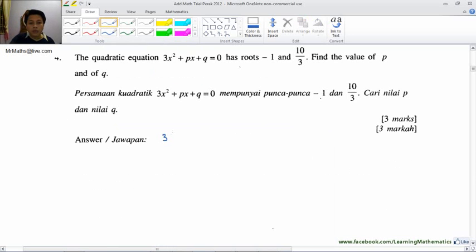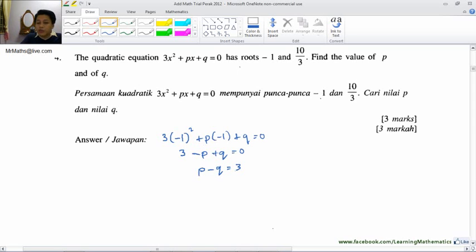If we replace x with the root, like minus 1 squared, plus px, which is minus p, minus 1 plus q, that is equal to 0. So then minus 1 squared is 1, and then multiply with 3, it will become 3 here. And then minus 1 and p become minus p plus q equal to 0. So that means p minus q is equal to 3.